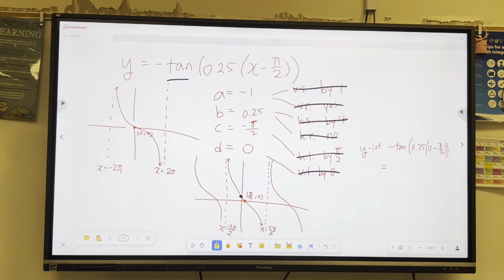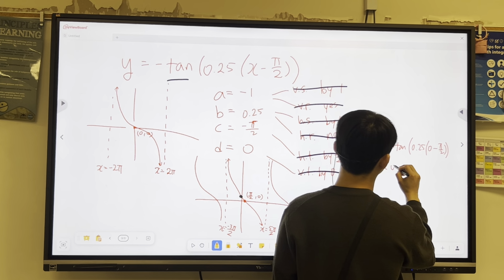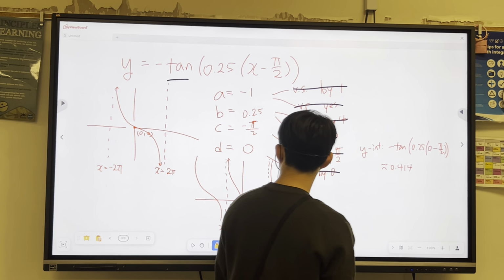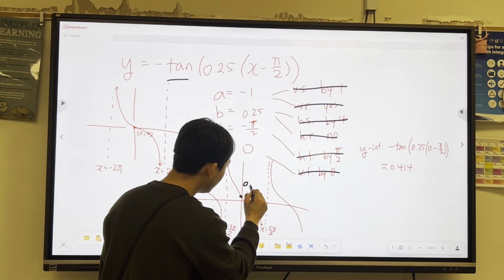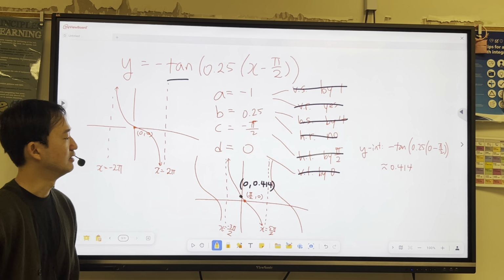What is that equal to? Time to use the calculator. Negative tan, 0.25, 0 minus pi over 2, close, close. We got 0.414. So that's going to be 0, 0.414. Now I'm happy.